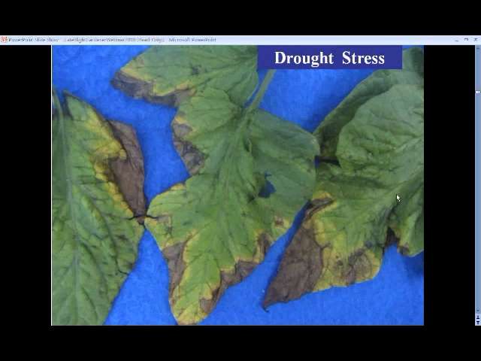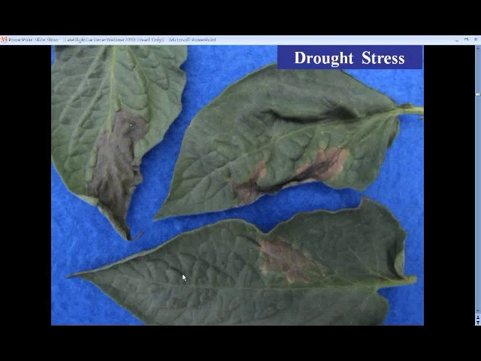Here's another picture of the drought stress. It's going to be along the edge of the leaves, with no spots in the center. That's another characteristic of it. And you're seeing more of a yellowing of the border, not that wilted, light green look that we saw with late blight.